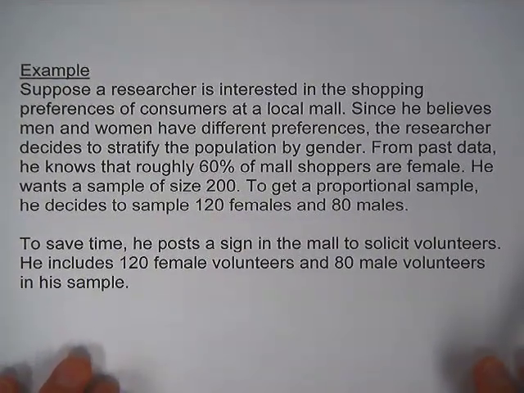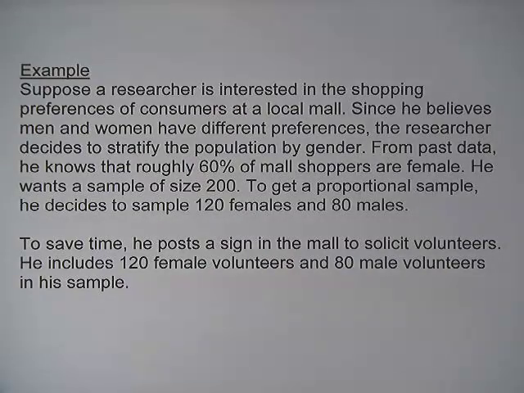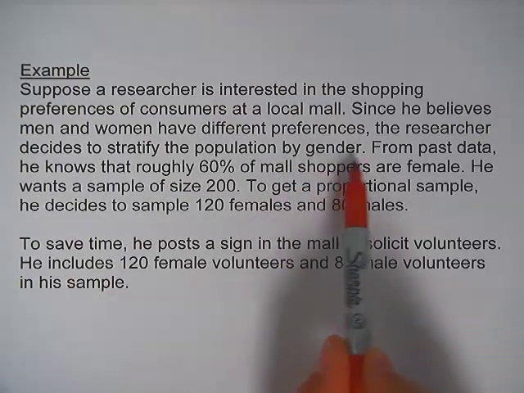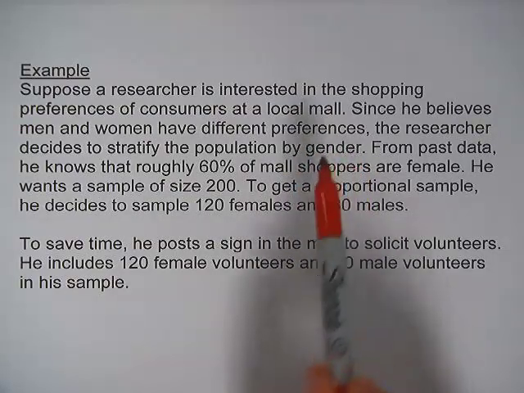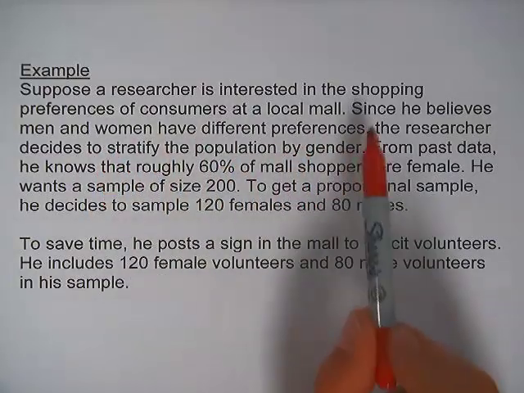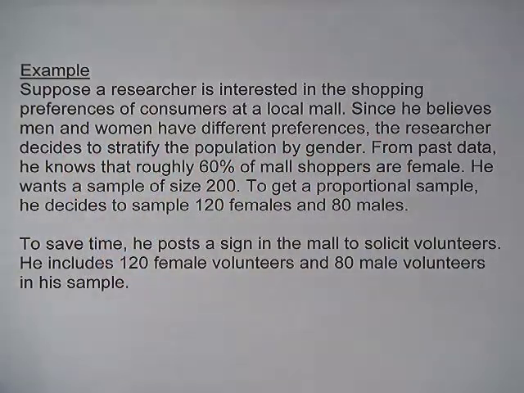Okay, so let's take a look at an example where quota sampling can be used. So suppose a researcher is interested in the shopping preferences of consumers at a local mall. Since he believes men and women have different preferences, the researcher decides to stratify the population by gender. Okay, it's important that whatever you stratify by, so when he decided to stratify by gender, he did that because he believed that it was important to the response, being whatever shopping preferences we're measuring.